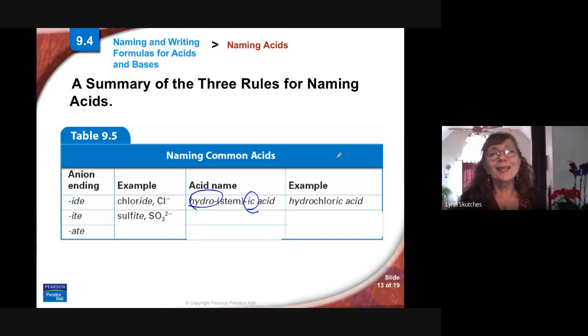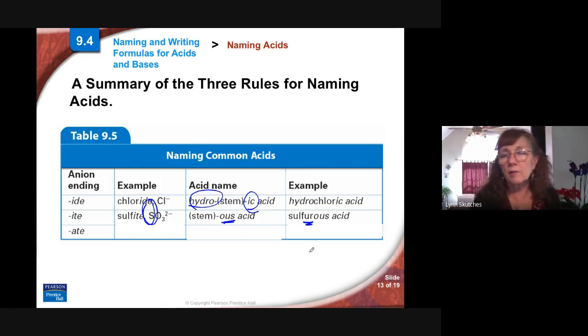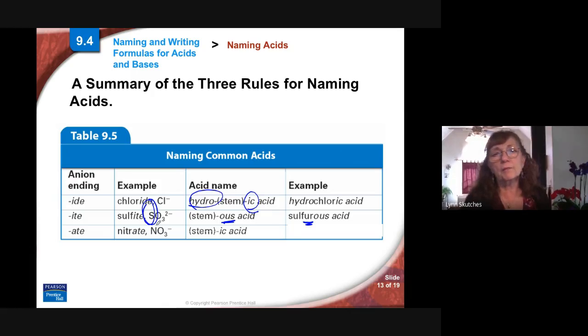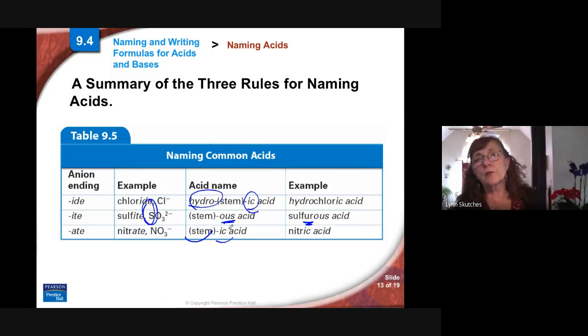Ite, with a T, sulfite. The name comes from the element, not the oxygen part, and then we change the ending to ous. The ite becomes ous, sulfurous acid. This one's weird because we add in the second syllable of the element's name. Most of them we don't. I don't know why, I'm sorry. And then nitrogen is the nitrate ion. Again, nitr and ic. So this becomes nitric acid.